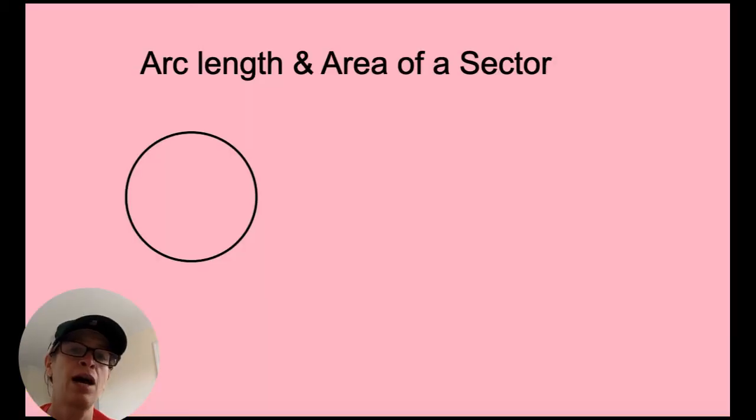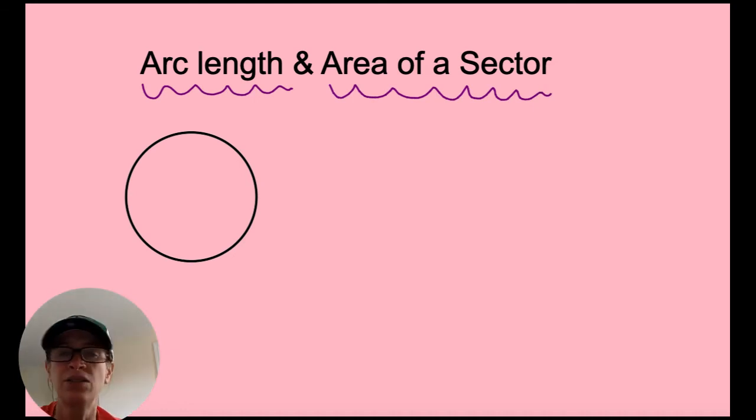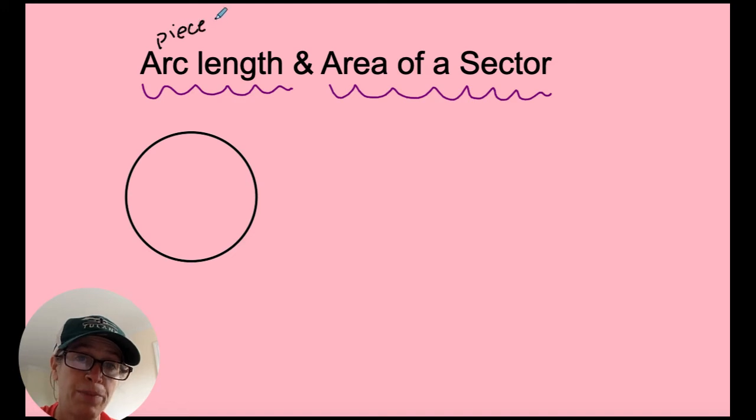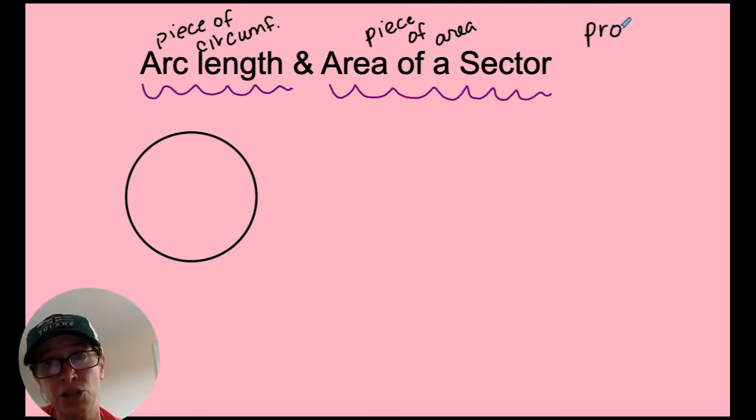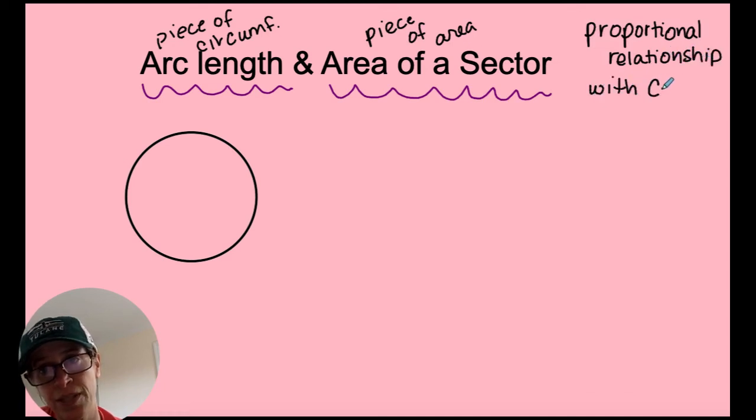Another really important topic that could be on the test relates to circles' arc length and the area of a sector. Those are just mathy words, right? Arc length is a piece of the circumference of a circle. And area of a sector is a piece of the area. They both have proportional relationships with the central angle.